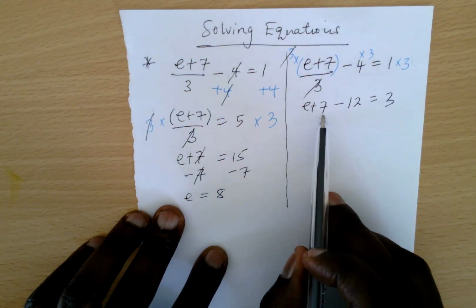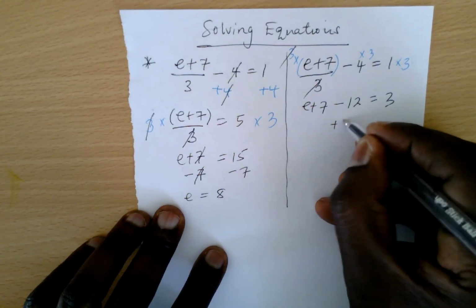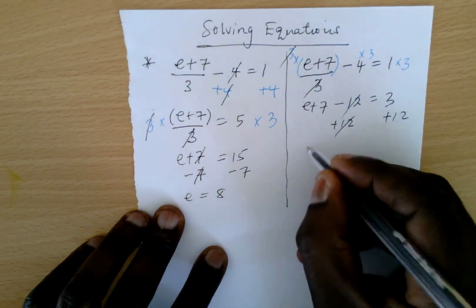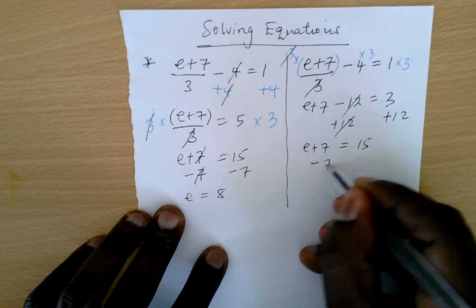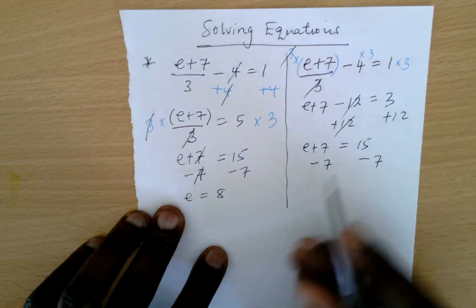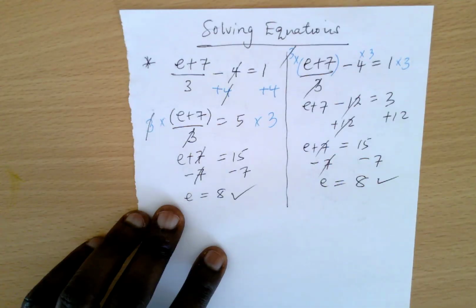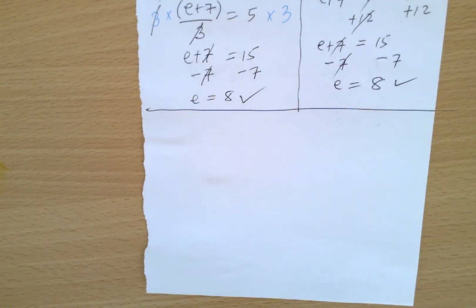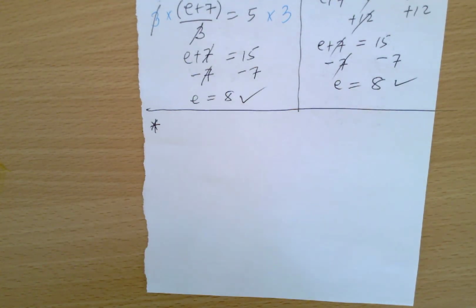Then we can first solve here 7 minus 12. Or we can even first plus 12 on the left, plus 12 on the right. We can still do that. This one cancels to 0. We have e plus 7 is equal to 3 plus 12, which is 15. Then we have minus 7 on the left, minus 7 on the right. That cancels out. We have e is equal to 8. So that is the same solution, the same answer. So those are two methods. It's all up to you to choose what you prefer to use. I hope that's clear. I'll get to the next example that we have.